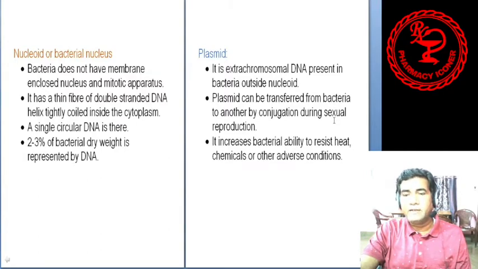So the plasmid is very important because it is responsible for many bacterial capabilities, like its ability to resist an antibiotic, its capability to resist heat, its capability to resist chemicals. Those things are controlled by this plasmid. However, all bacterial cells may not contain plasmid. Even in the same bacterial species, some may have plasmid and some may not have plasmid.